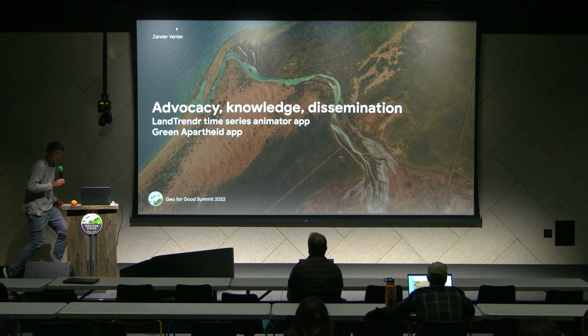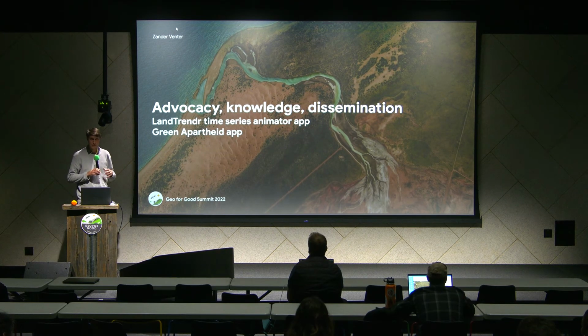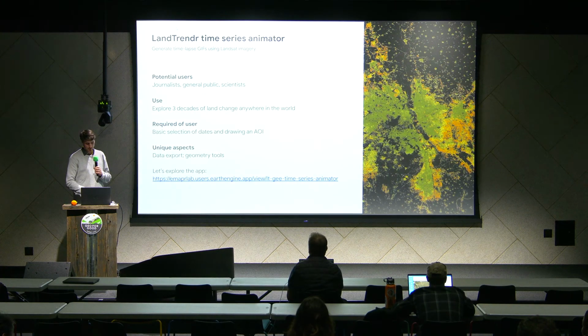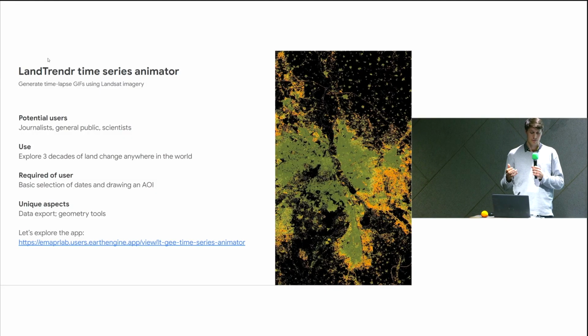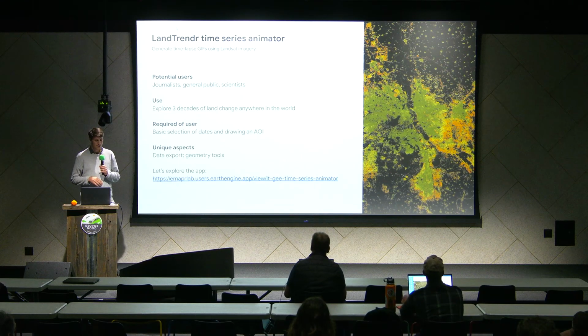So the last category, this advocacy knowledge dissemination category, I'm going to sneak in 2 apps here, because the first one is this Land Trend R time series animator. So this is a really useful app to get a feeling for the change in a landscape over the last 3-4 decades using the Landsat satellite data.